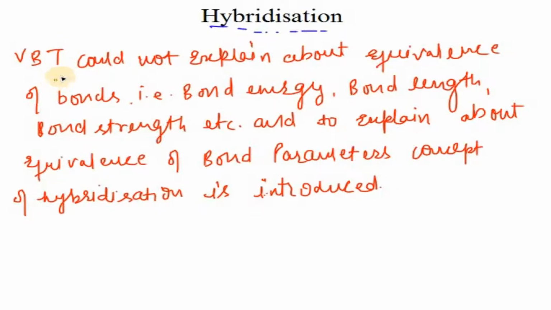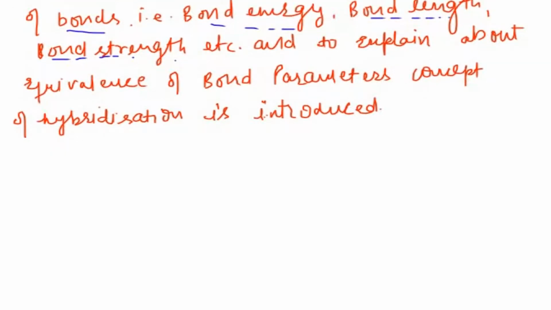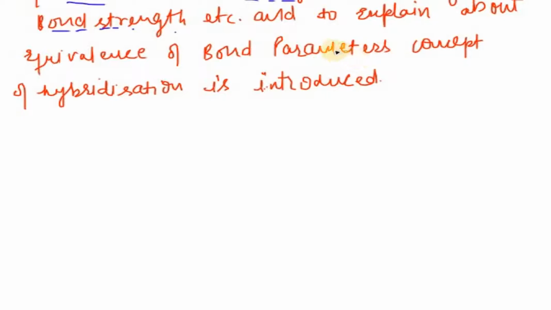According to VBT, we have seen that two different subshells combined and they form a bond. Like we have seen P combined with S to form a sigma bond. So that was VBT, valence bond theory. VBT was not able to explain the equivalence of bonds, like bond energy, bond length and bond strength. It was unable to explain all these concepts. To explain the equivalence of bond parameters, the concept of hybridization is introduced. So if you want to understand the bond parameters, we need to know hybridization.